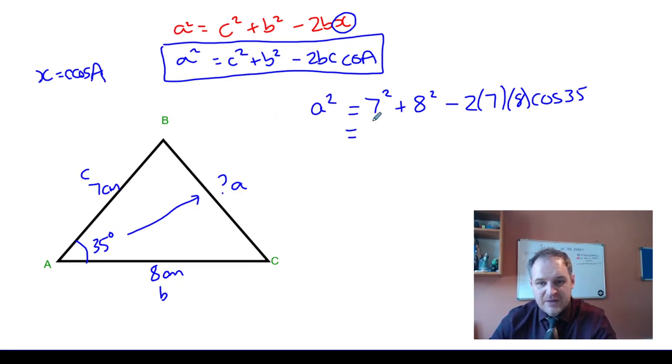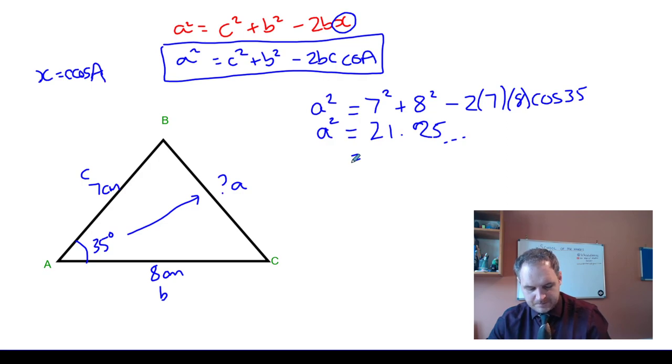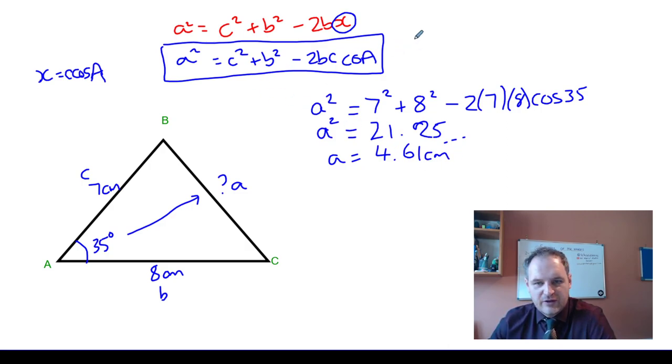So we've got that a squared equals 7 squared plus 8 squared minus 2 times 7 times 8 cos 35. Therefore, we can then say that a squared equals, and then we work it all out in a calculator, 7 squared plus 8 squared minus 2 times 7 times 8, and then it's cos 35. And that works out at 21.25. So therefore we square root that to work out that A equals 4.61. That is how you go about using the cosine rule.